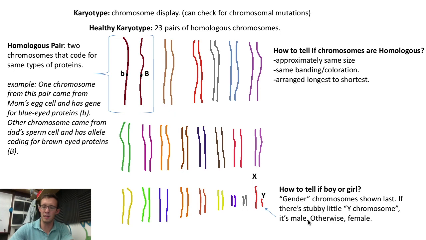And last, if you want to tell whether an individual is male or female based on their karyotype, you'd come look down here in the lower right-hand corner where we've positioned the sex chromosomes. If the individual receives one of these stubby little Y chromosomes from their father, they will develop as male. However, if they only receive X chromosomes, they will develop as female.